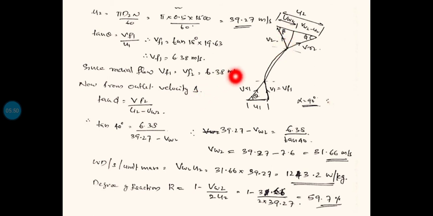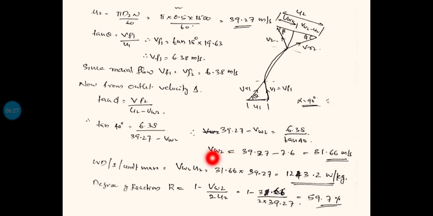Now moving on to the outlet velocity triangle, I know this Vf2 value. This angle is given as 40 degrees. So from this I can identify the relation u2 minus Vw2. Now tan phi equals Vf2 by u2 minus Vw2. In this, tan of 40 degrees is a known value. Vf2 we already got, u2 also is known to us, so the only unknown is Vw2. By calculating, we got Vw2 equal to 31.66 meter per second.